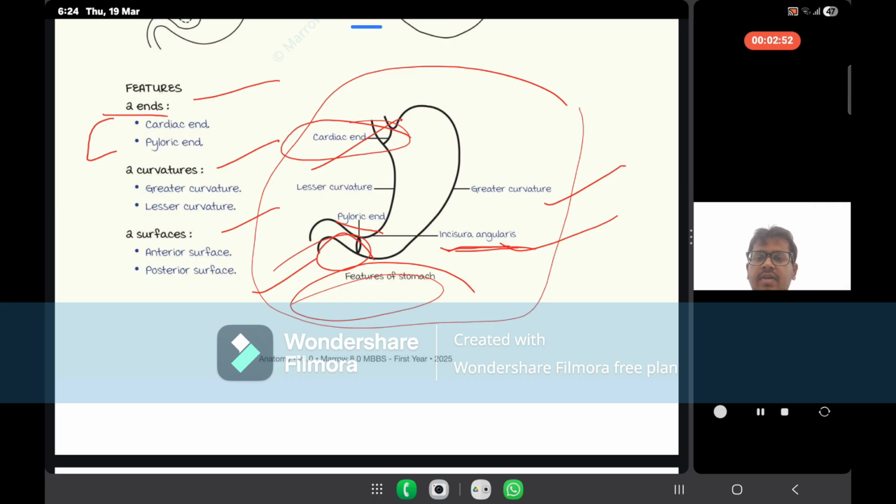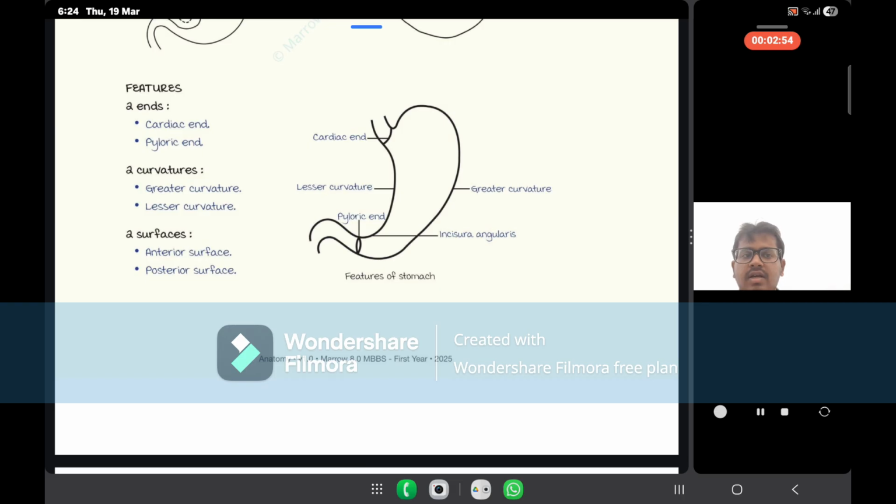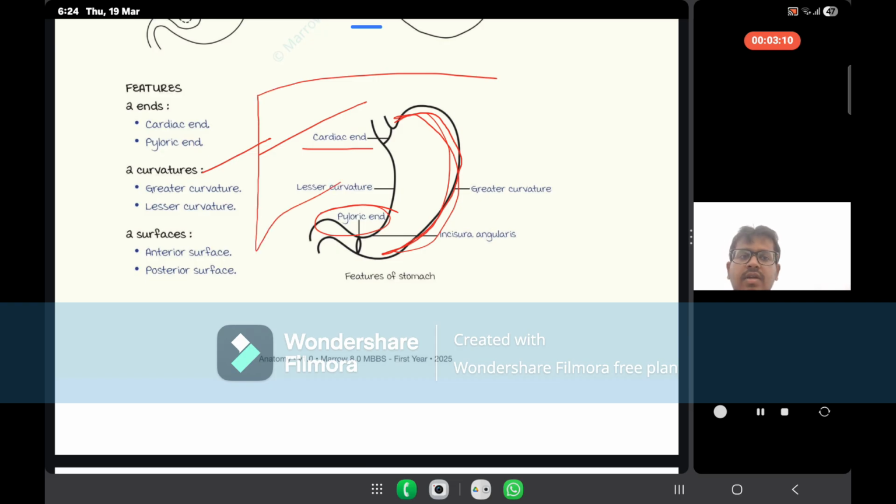Now we see the two ends. We have the cardiac end, at the upper part, and this is the pyloric end. Then two curvatures: greater curvature, which is from the lower side, and lesser curvature. If we see the liver, let me draw the liver, one second. If you think it is a liver here, and this is the lesser curvature, where the lesser omentum is attached.